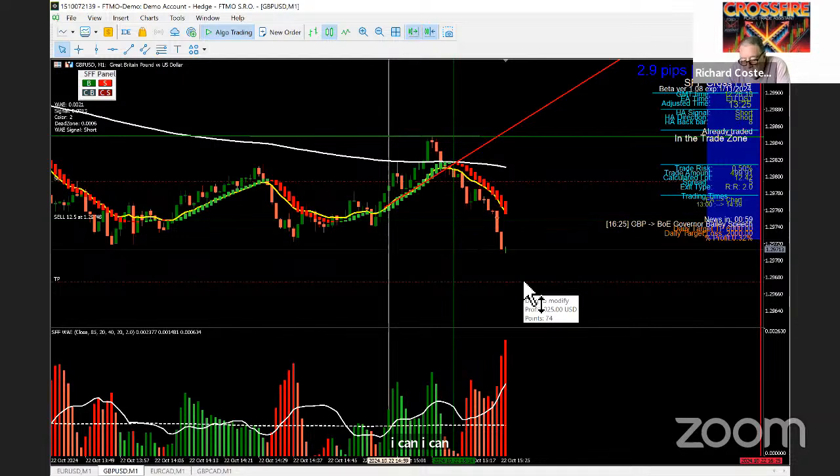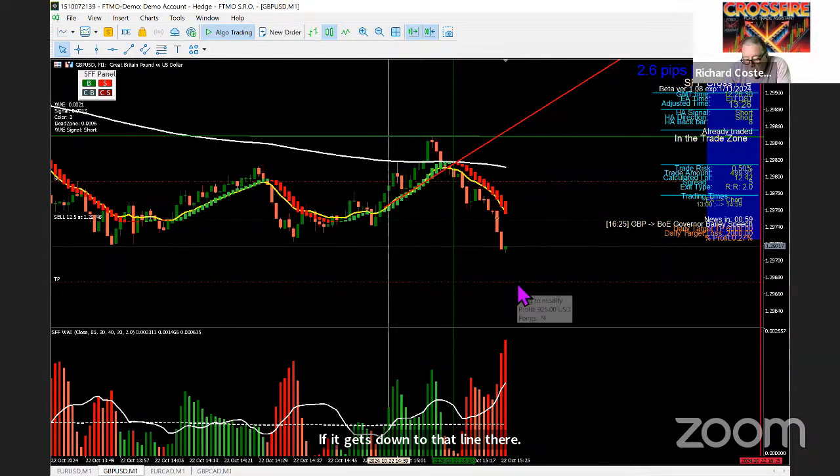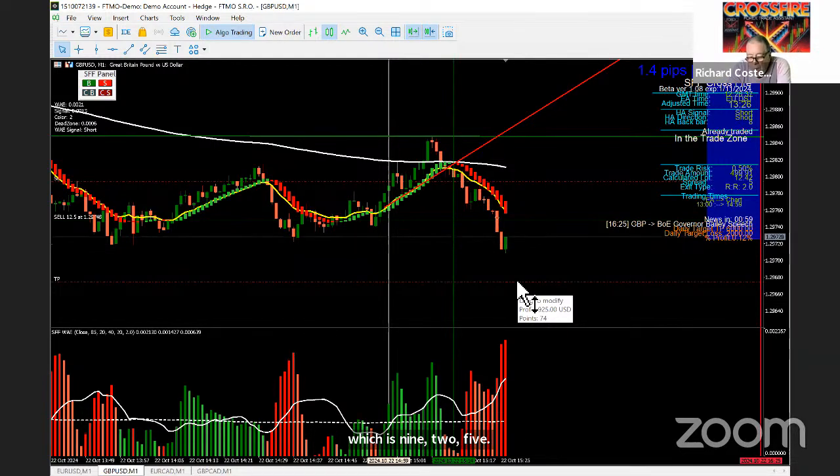It's telling me there that on my current take profit, if it gets down to that line there, I will have taken 925 US dollars. We're doing this for demonstration purposes. I could have taken my profits at that point there, but I'm going to leave it to run.